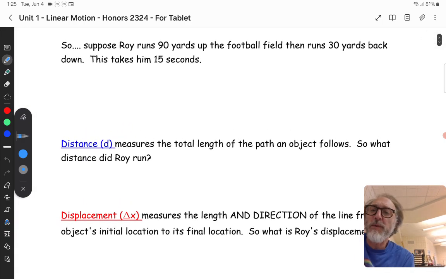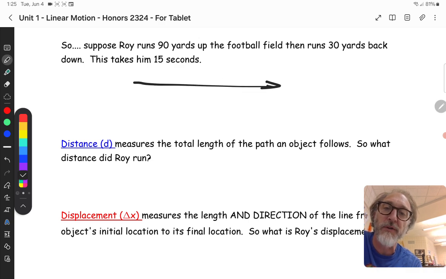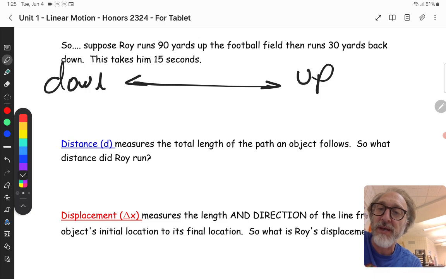All right, so what we've got going on here is we have got our friend Roy, whom you will get to know very well this year, and he is going to run 90 yards up the football field and 30 yards back down. So because I'm kind of going sideways here, I'm going to call this way up, and I'm going to call this way down. As you will learn in a minute, direction in physics is actually super important.